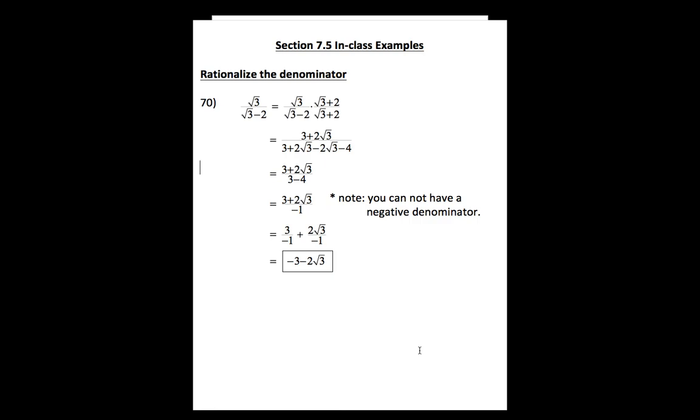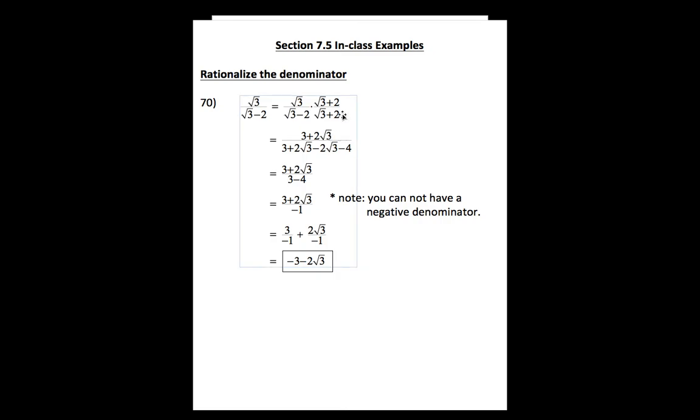So when we take our original fraction, to rationalize that denominator, we're going to multiply by its conjugate. The conjugate for root 3 minus 2 would be root 3 plus 2. And again, I'm going to have to multiply the numerator by the same thing. So this is my variation of 1, root 3 plus 2 over root 3 plus 2. In the numerator, it's going to require that I distribute. Root 3 times root 3 is 3, and root 3 times positive 2 is positive 2 root 3.